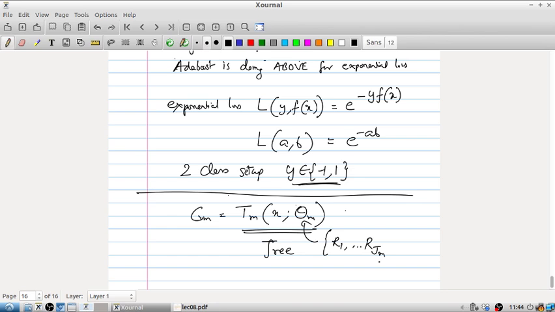So m is the index of the tree now. Maybe this tree has regions R_1 to R_{J_m}, and then, depending on classification or regression, let's say it's classification, it will have a bunch of p hat k's. I don't want to index it. There's a lot of numbers which describe the tree.